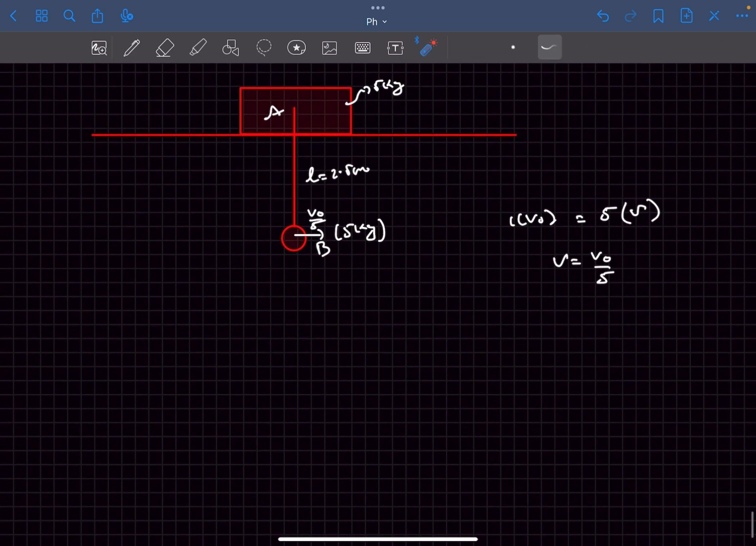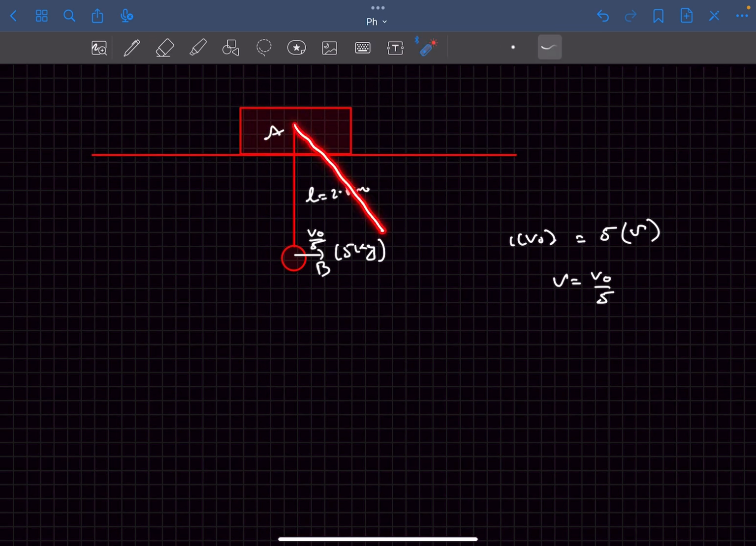So clearly now this block A is free to move, right? So once this theta starts to increase, this tension will provide this block A a horizontal acceleration and this block A will start to move towards the right.